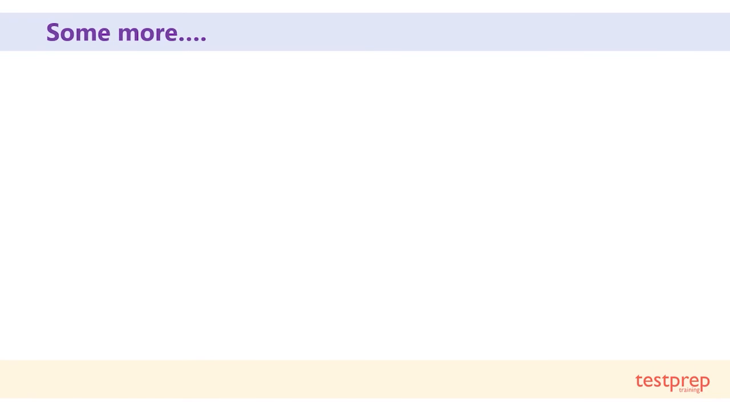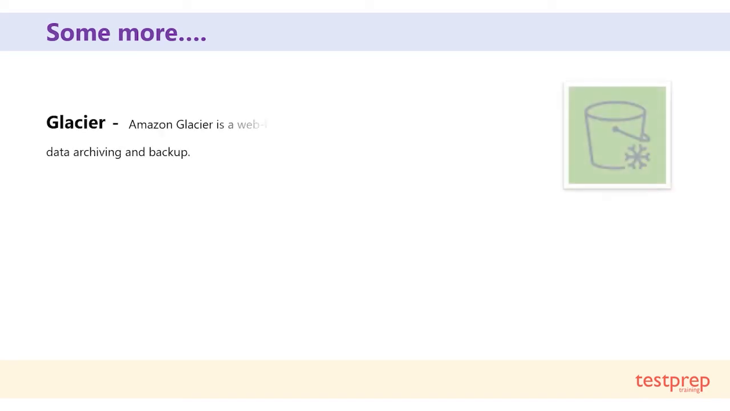Some other most used AWS icons are Glacier. Amazon Glacier is a web-based file storage service that offers space for data archiving and backup.